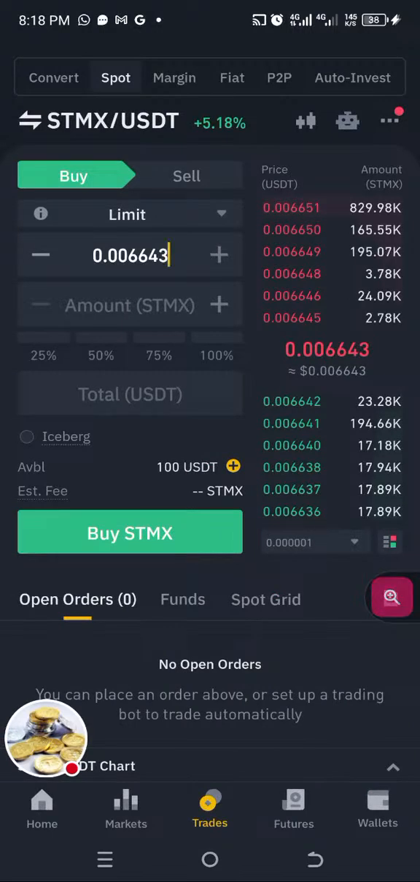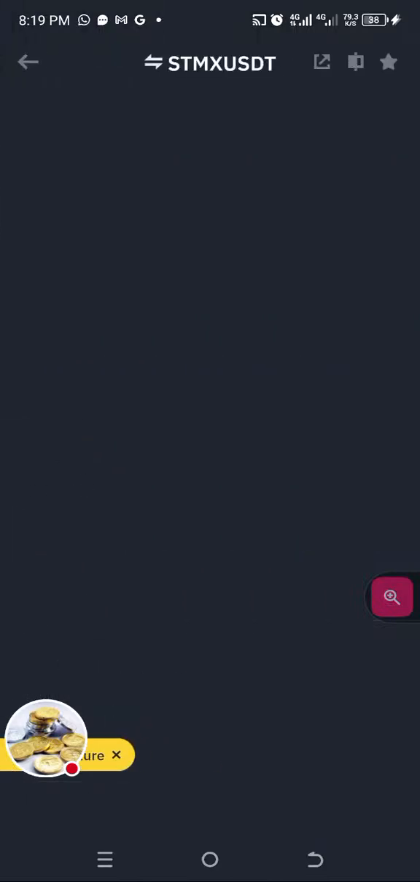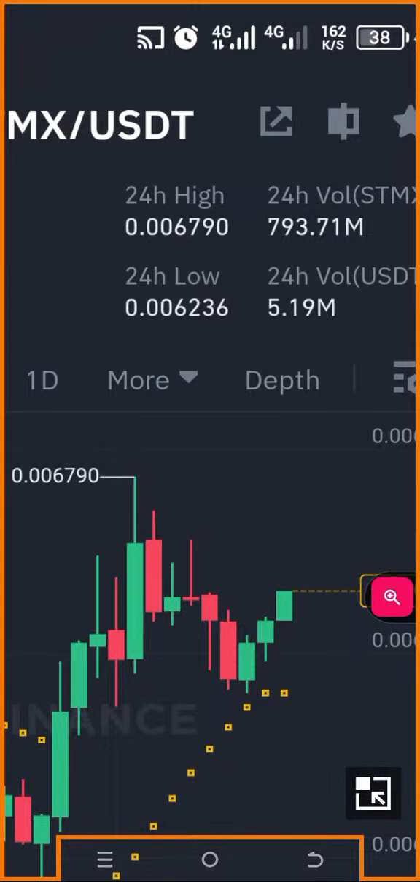And I'm just going to, let's try and shake everything up. So I'm going to pick it up, right? Let's quickly do a quick simulation. What we have is 0.0064. But before we go ahead, one more thing that we need to look at is the 24-hour high and the 24-hour low. Look at the 24-hour high. It went up to 6790, okay? And the lowest it was 6236.